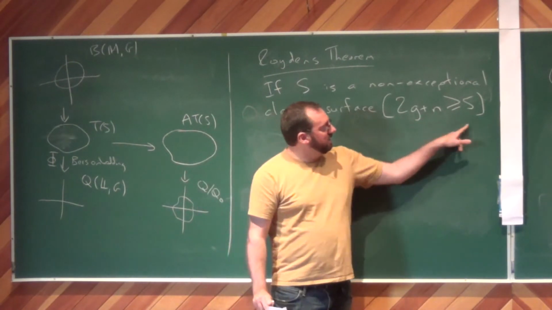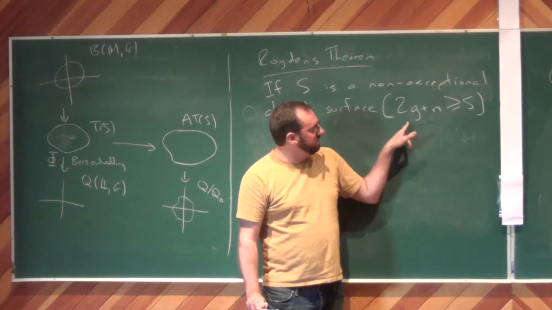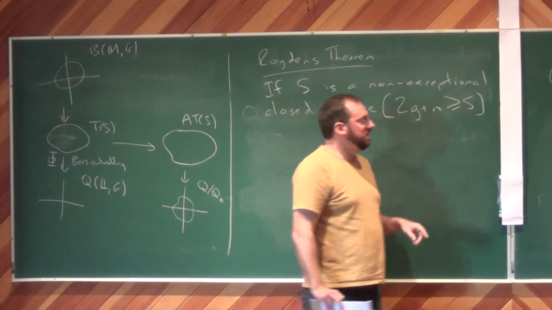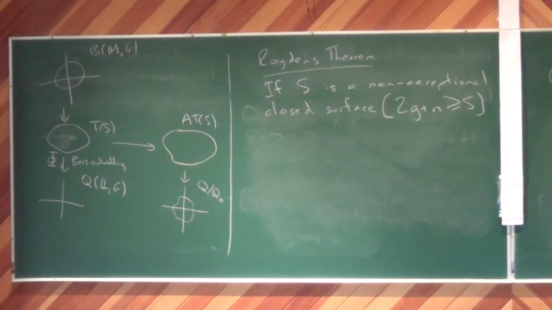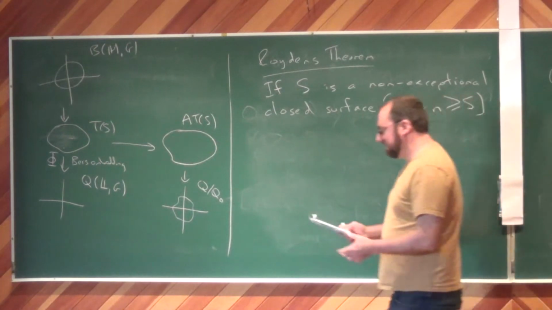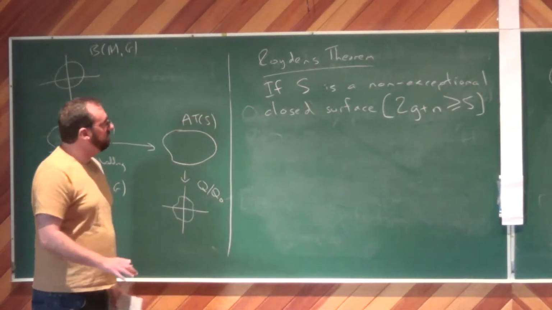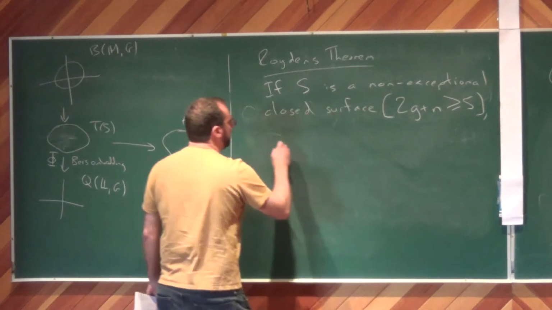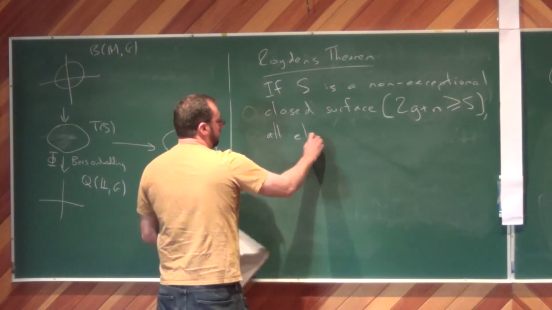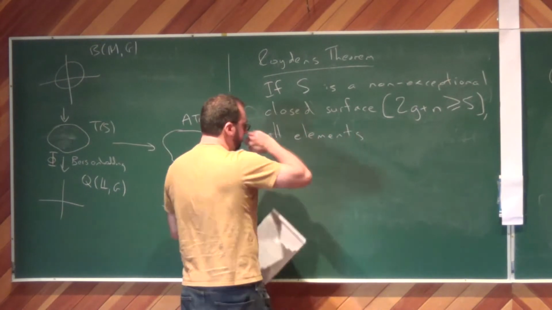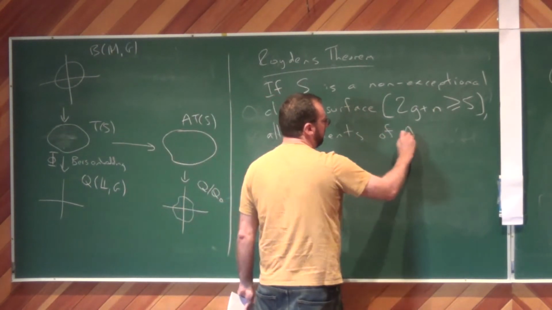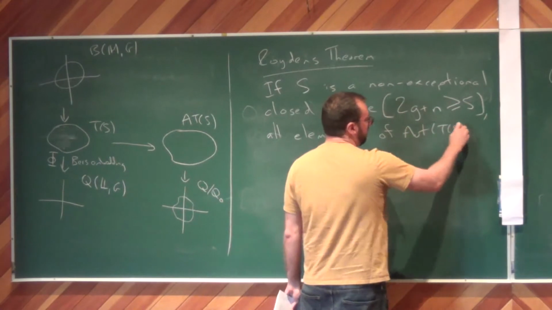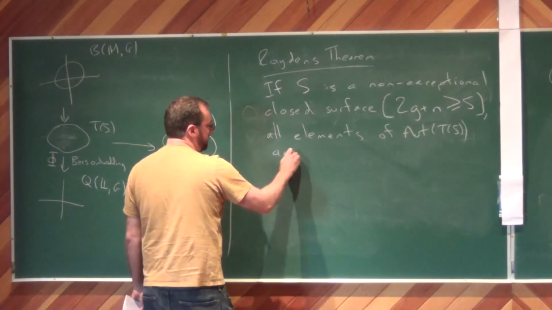If this condition doesn't hold, and there's just a few cases where it doesn't, then you get biholomorphic automorphisms of Teichmüller space which aren't geometric, so they aren't coming from an element of the mapping class group. But there's only a couple of cases where that happens. In most cases, all elements of the automorphism group of T of S are geometric.